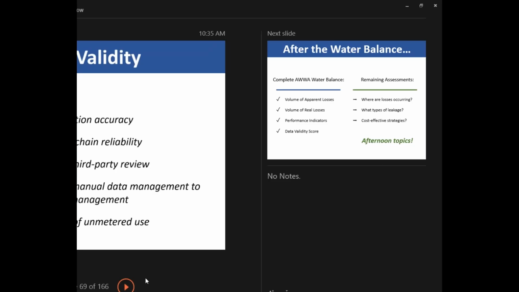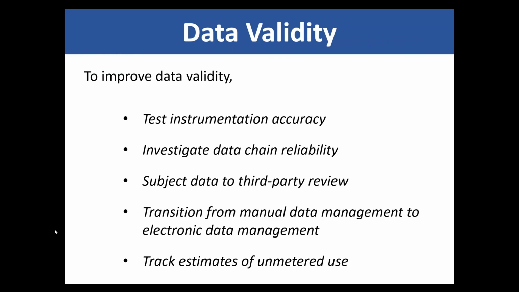Another is third-party review. When you get to the higher levels of data validity, the 8s, the 9s, they start requiring that you bring in outside expertise, whether that is a CPA for your financial statements or water auditing experts for your other cost figures.